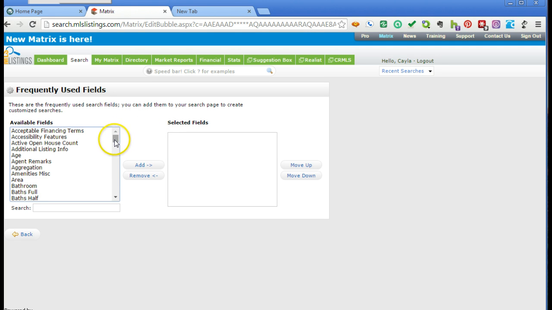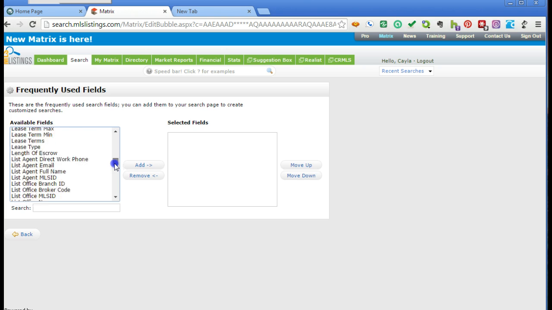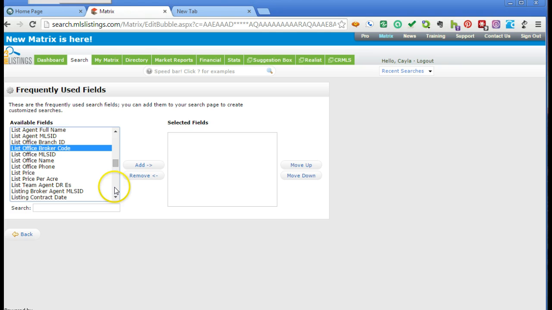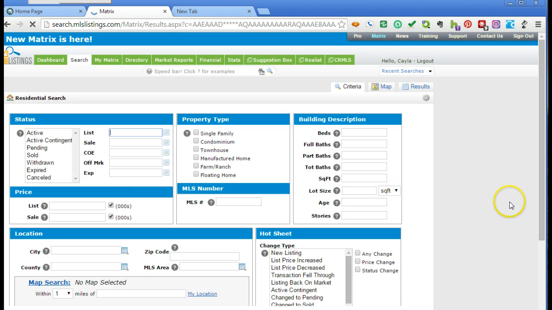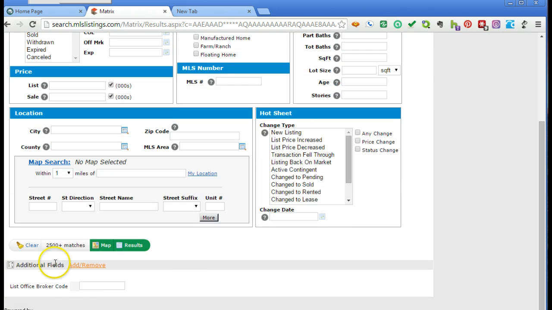What we're looking for now is Listing Office Broker Code. We're going to click on Add. And it's made the Listing Office Broker Code appear, and then we're going to click on Back. Now that we've done this, when we scroll down to the bottom, notice there's another field we didn't have before.